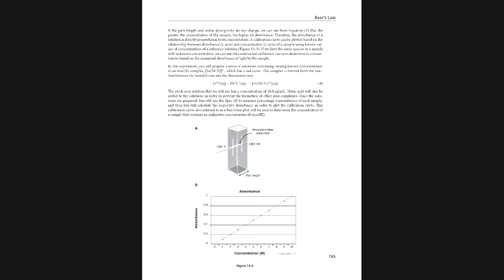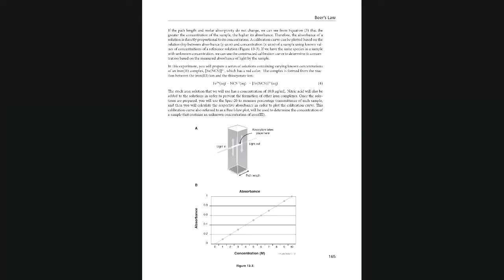We prepare 3, 4, 5 solutions, the more the better, but we are going to make at least 4 of them, so we have at least a 4-point graph. We make our solution at different concentrations, use the machine to measure either transmittance or absorption, and then plot the graph. The graph of absorption versus concentration is known as the calibration curve.